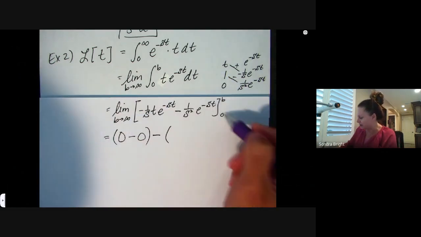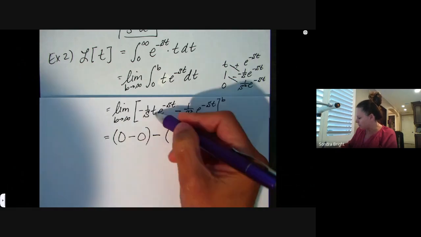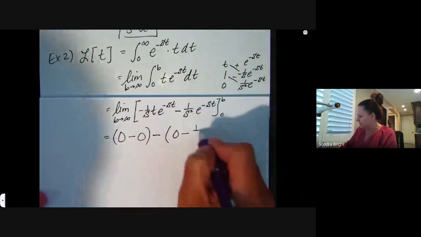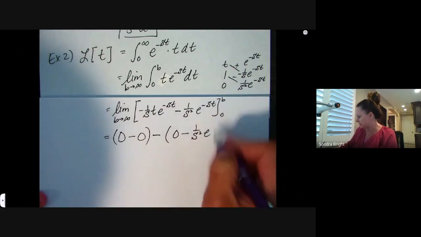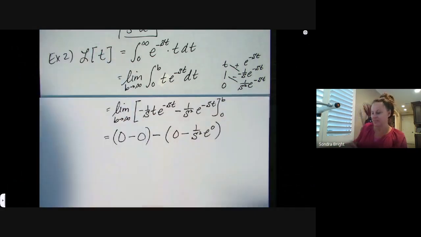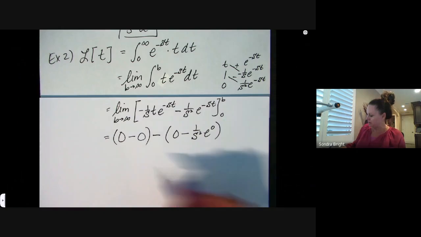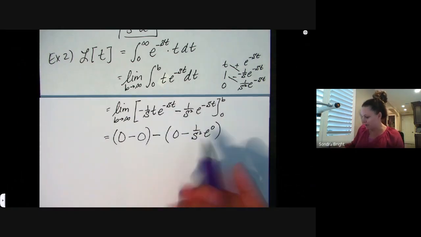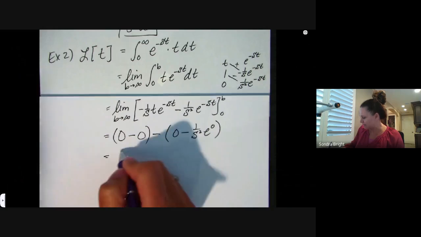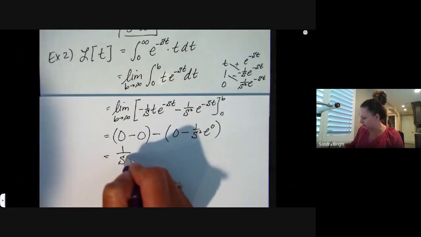Plugging 0 into t here, that'll give you a 0 minus 1 over s squared, and then e to the 0 when you plug it into that t. All right, so you end up with a 0 minus a negative, so you end up with a positive 1 over s squared.